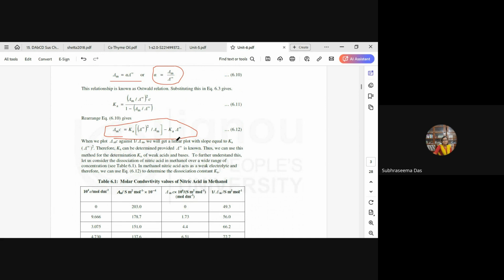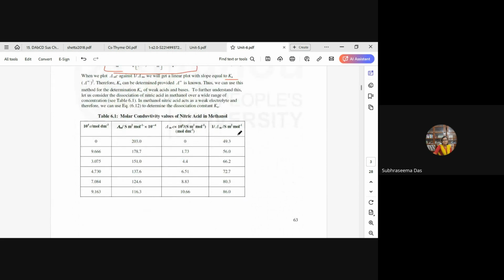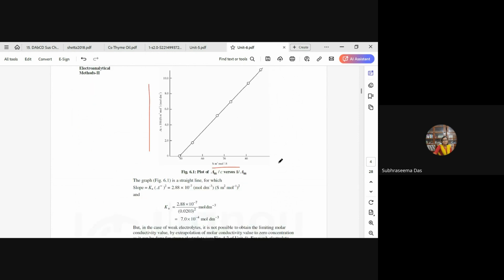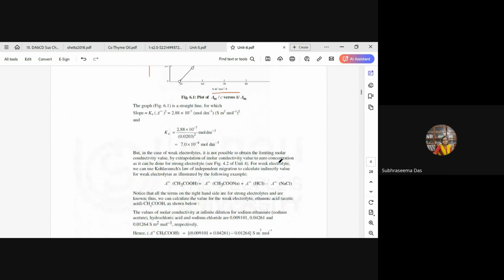Now when we plot a graph of lambda m into C versus 1 by lambda m, we get a linear plot where the slope gives us the value of Ka. Therefore, from the plot, we can know the value of Ka. In table 6.1, the molar conductivity of nitric acid in methanol at different concentrations has been shown. Figure 6.1 shows the plot of lambda m by C versus 1 by lambda m, which is a straight line, and the slope of which gives the value of Ka.